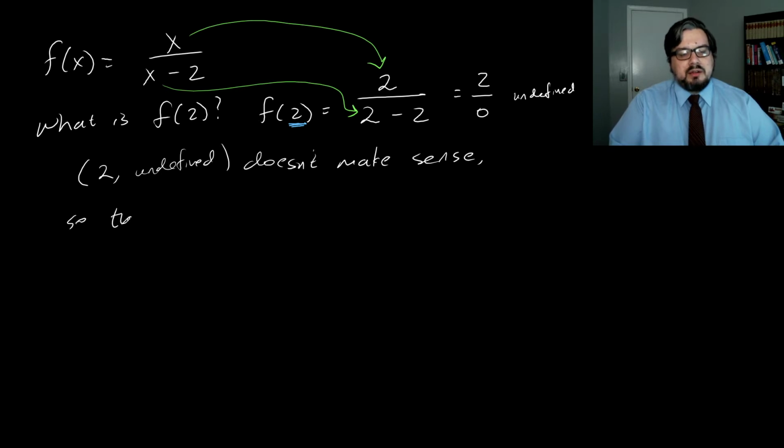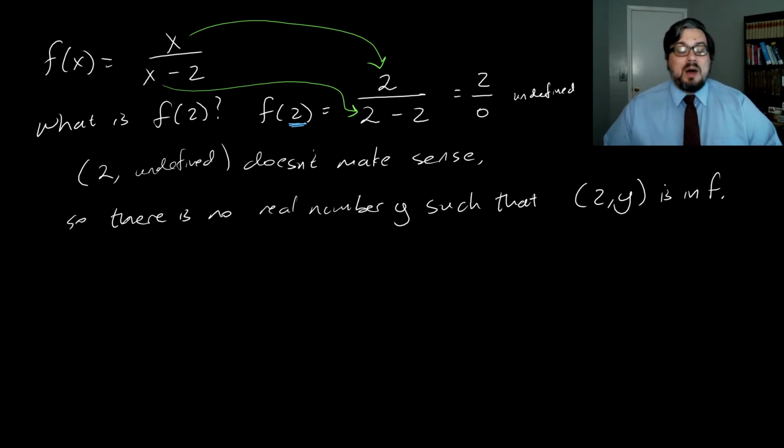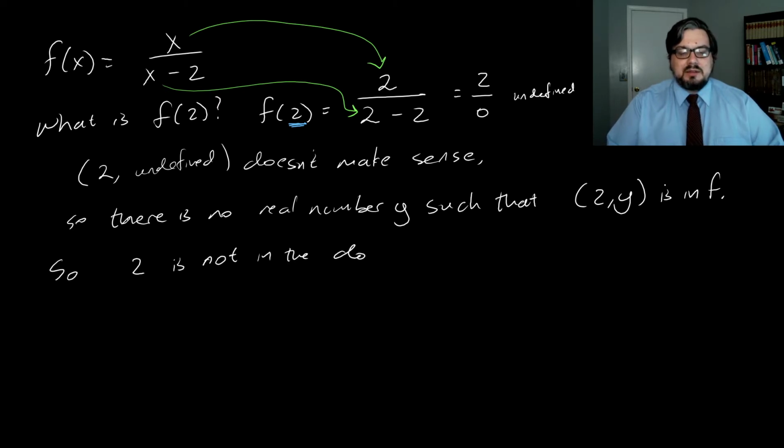So there is no real number y such that 2 comma y is in f. Because if one existed, then y would have to equal 2 over 0. And that's simply not a real number. So this shows us that the number 2 is not in the domain of f.